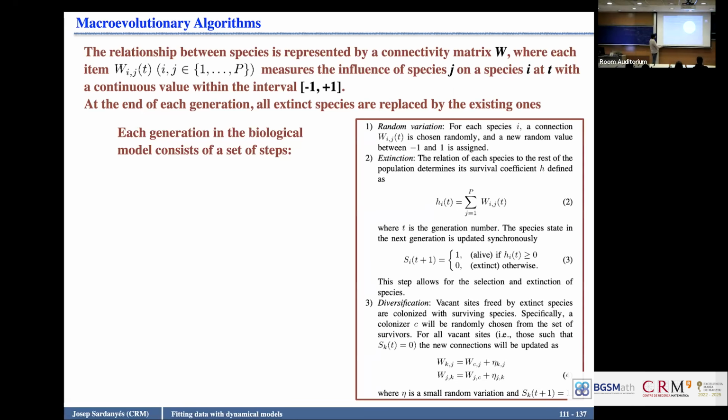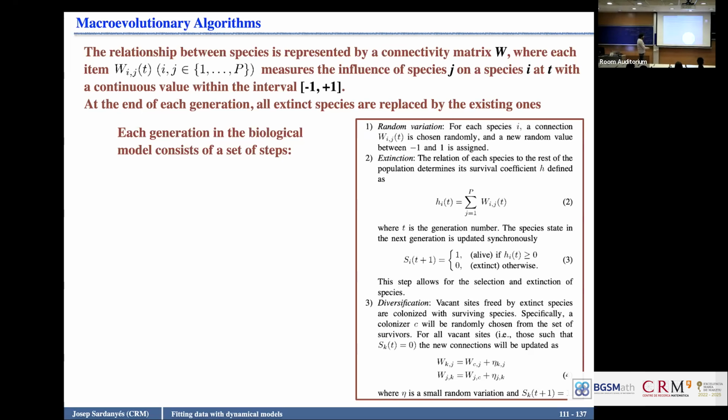Then we have extinction. So we have this value h_i that is like the contribution of all the interactions of all the species with it. And at the next generation, the selected species i will survive if this function h_i, which is a survival coefficient, is larger or equal than 0. And if not, it will go to extinction because the inputs will not be positive. And this step allows us to have extinction of the species.